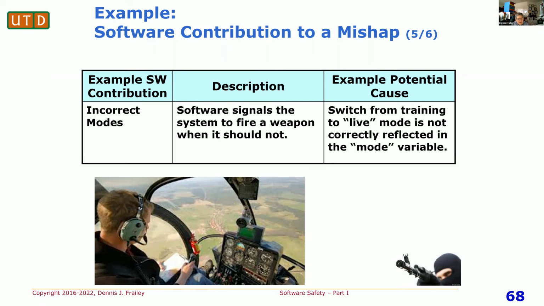And the example is you think you are in training mode, but you accidentally switch it to live mode. And then during your training exercise, you fire a weapon or something, or start something going that shouldn't be going in a training scenario, and you might do some harm. That's an example of an incorrect mode thing, where you suddenly switch the mode flag or something, or fail to read it correctly or whatever.